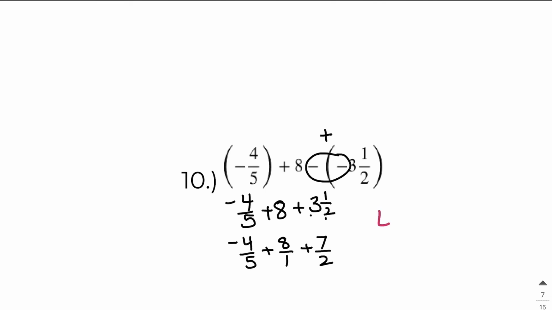Now I need to find my least common denominator. So some multiples of 5 would be like 5, 10, 15, 20. And some multiples of 2 would be like 2, 4, 6, 8, 10, 12, so on and so forth. So the smallest multiple in common is 10. So all I have to do here is multiply each one of my fractions by whatever's missing to get to this number that I want to get to, which is this 10. This 10 right here is really important.